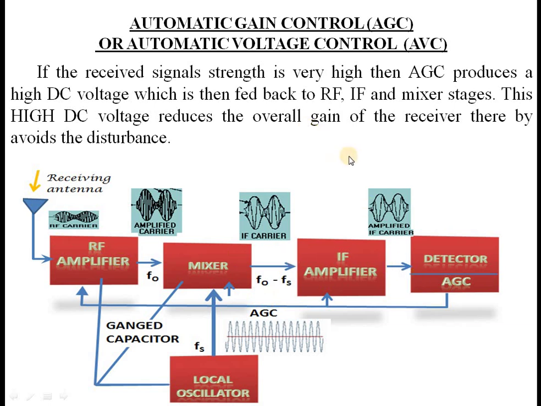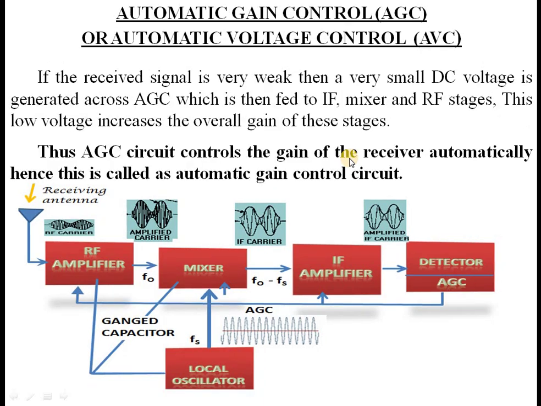Thus, overall distortion can be avoided. If the received signal is very weak, then a very small DC voltage is produced, which in turn increases the gain of these stages, thereby sufficient gain is provided. Thus, the automatic gain control circuit controls the receiver's gain automatically, and this is very important to avoid distortion.